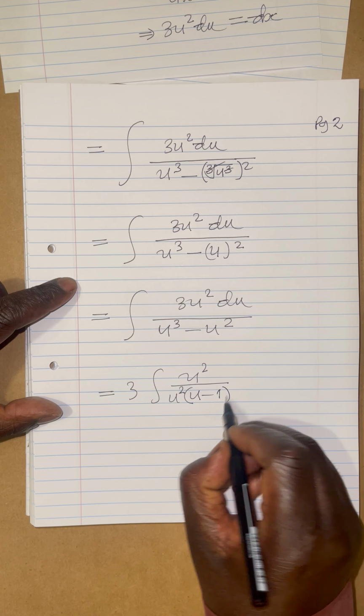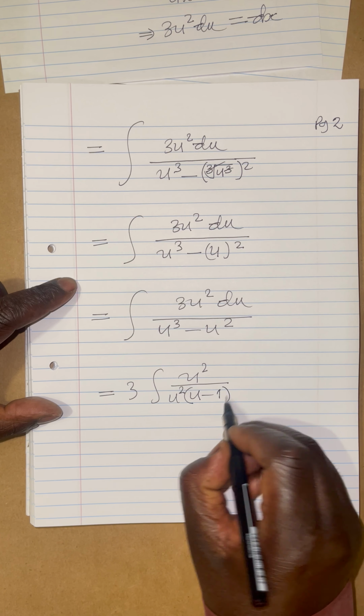Now you can see that this cancels that. So what I have is 3, the integral of 1, obviously you have 1 there, all over u minus 1, and then du. You'll agree with me from the previous videos that you've watched, hopefully. If you haven't, please look back, check integrals that I've worked on so far. You'll agree with me that this is actually 3 natural log of u minus 1.